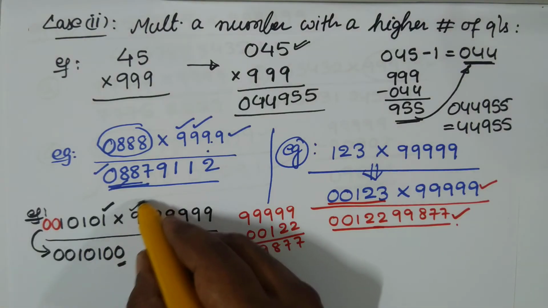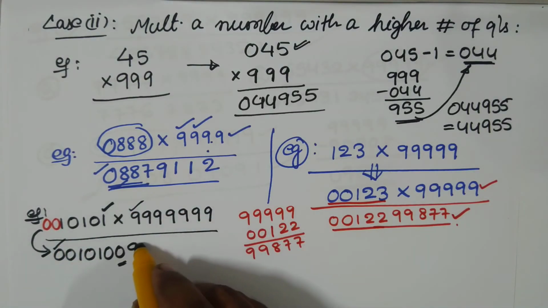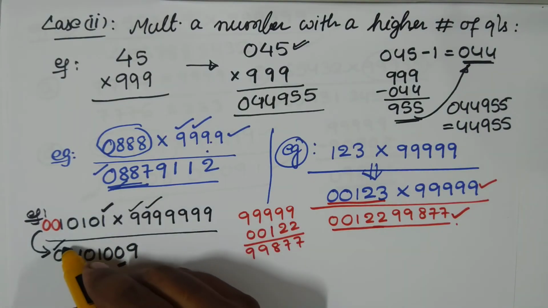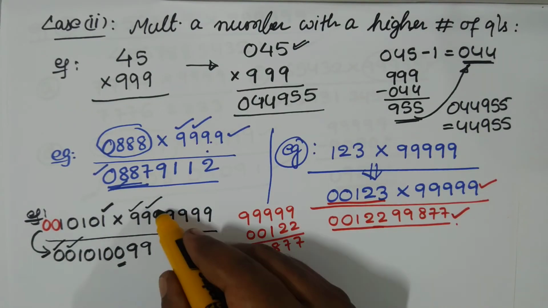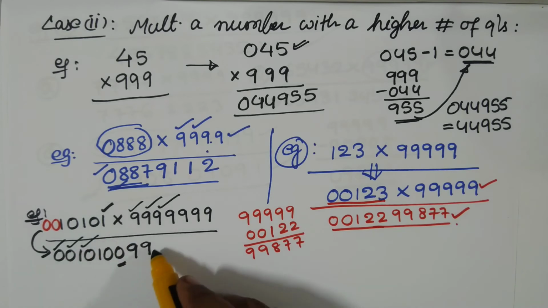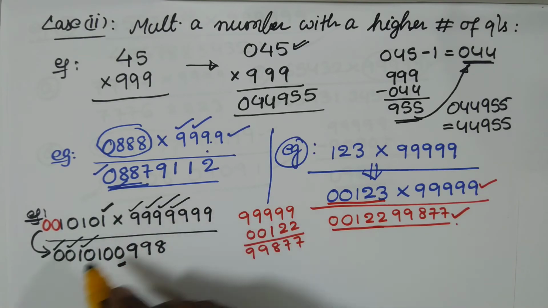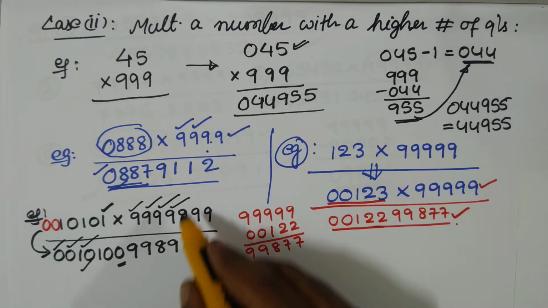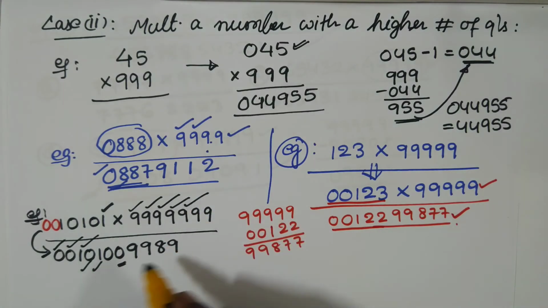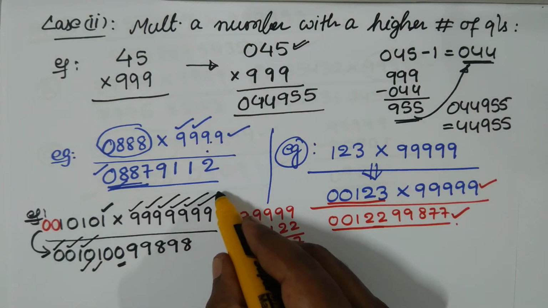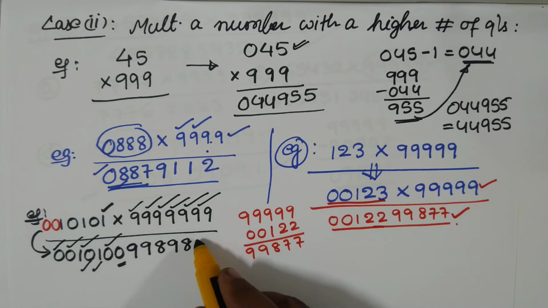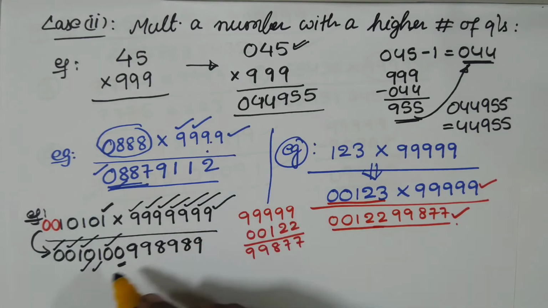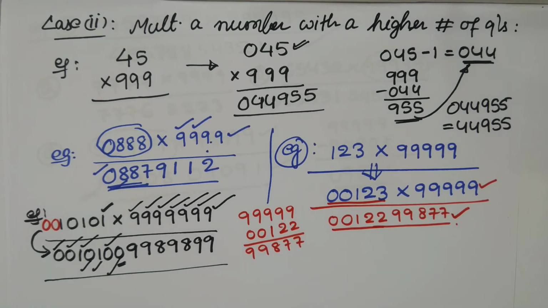So 9 minus 0 is what? 9. Again 9 minus this 0 is again 9. 9 minus this 1 is 8. Now 9 minus this 0 is 9. Again 9 minus this 1 is 8. 9 minus this 0 is 9. And 9 minus this 0 is 9. That's it. Happy, right?